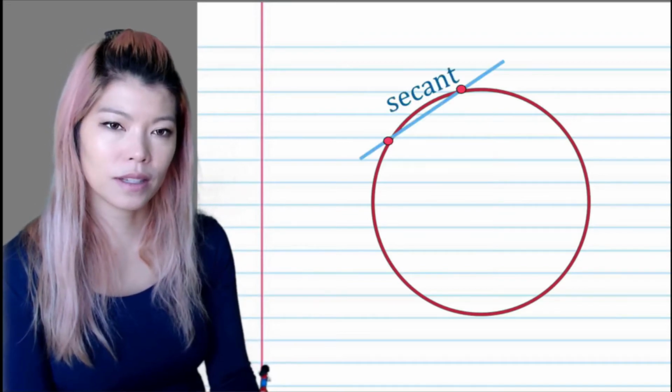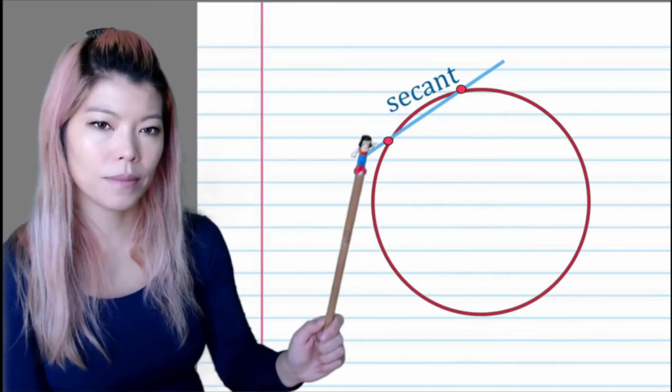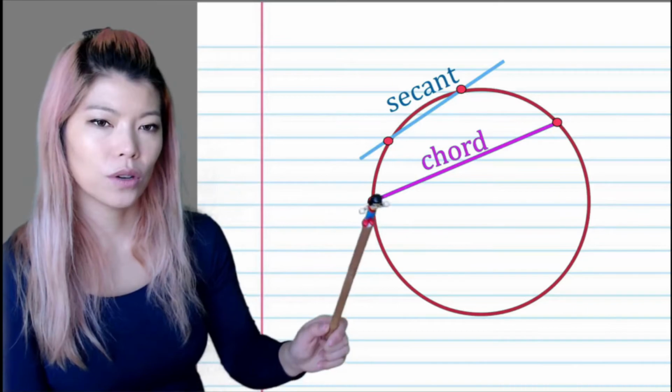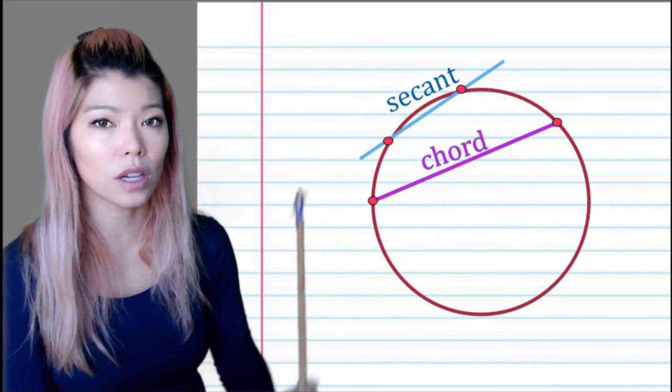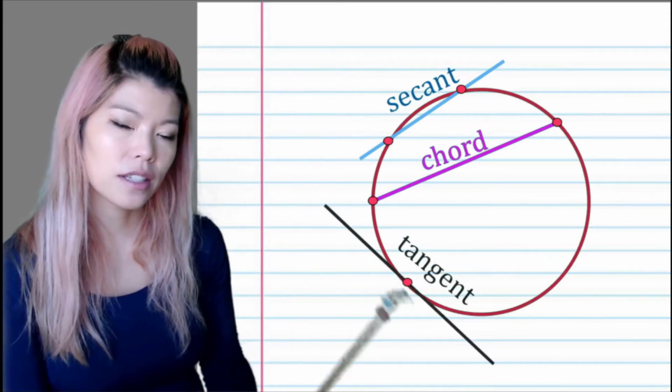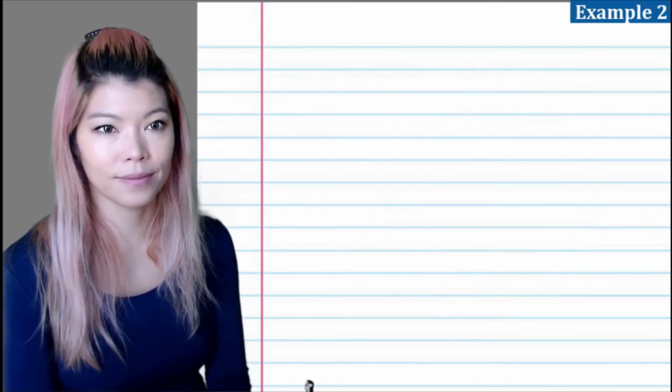If you've forgotten what a secant is, here's a quick recap. That line there is called a secant. What do you call a line that goes from one spot to another spot without crossing? That's called a chord. And a line that just touches is called a tangent.